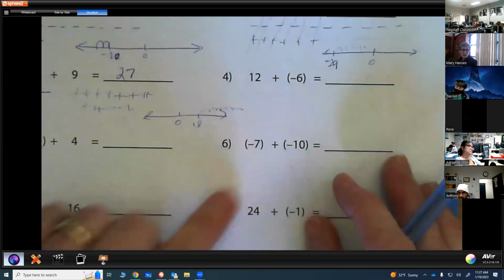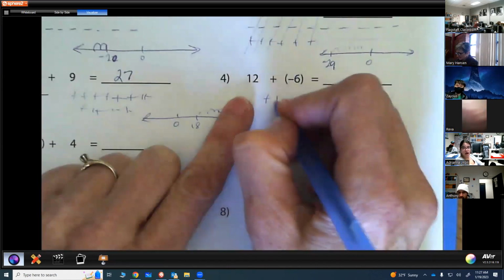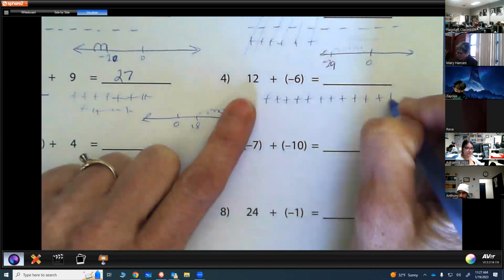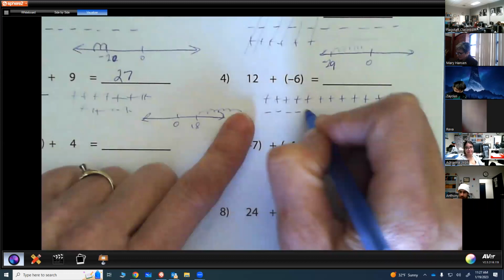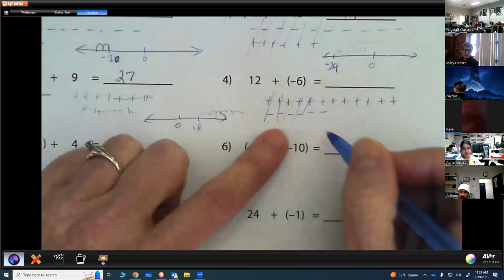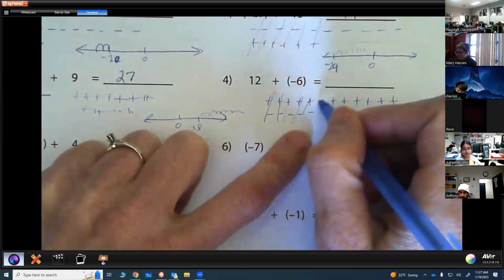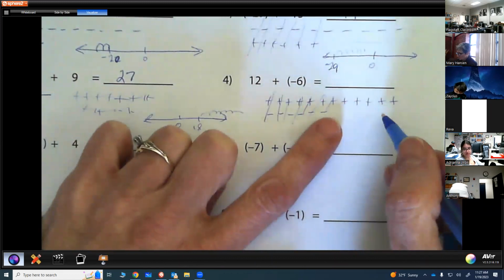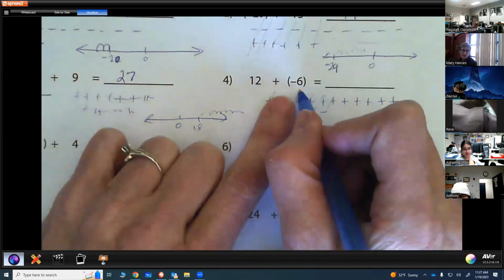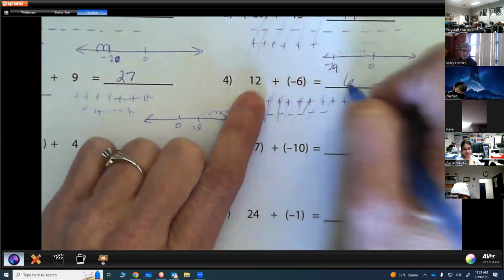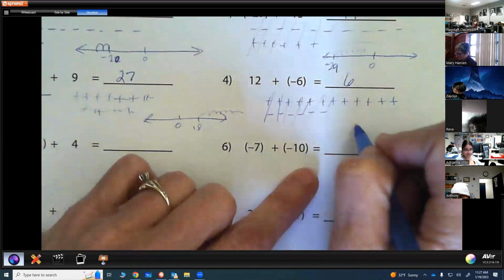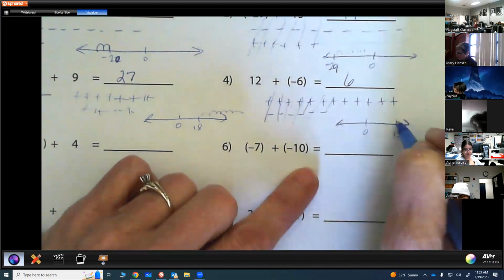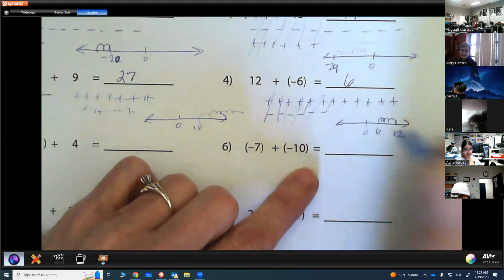Okay. Number 4. Start out with 12 positives and 6 negatives. Cancel. And so you're going to be left in the end with fewer positives than you started with. These 6 negatives knock out 6 of these positives, which means I'm down to 6 positives left. On the number line, I start at 12 and I move 6 places to the left, and you'll end up at 6.